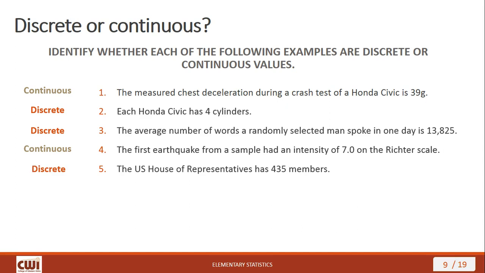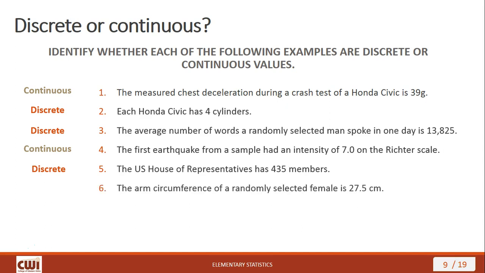Here we have an example of discrete data. 435 members. You're counting people. And when you count people, you're only counting whole numbers. So because whole numbers are the only possible value, this is an example of discrete data.